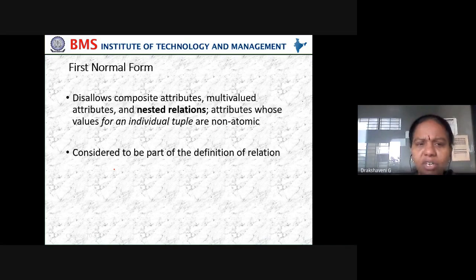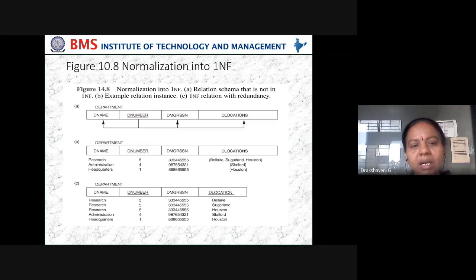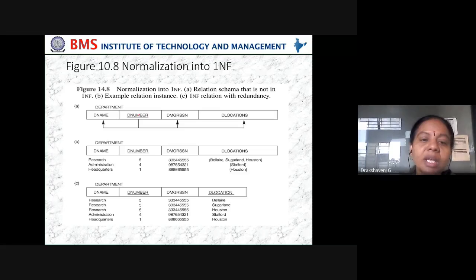Consider a part of the definition of the relation. Yesterday we were also saying that. In the department table, we have department name, department number, manager SSN, and then location. Which is the primary key here? D number is the primary key. If we start entering values into this table, we can see that in department, research, administration, and headquarters are the department names.